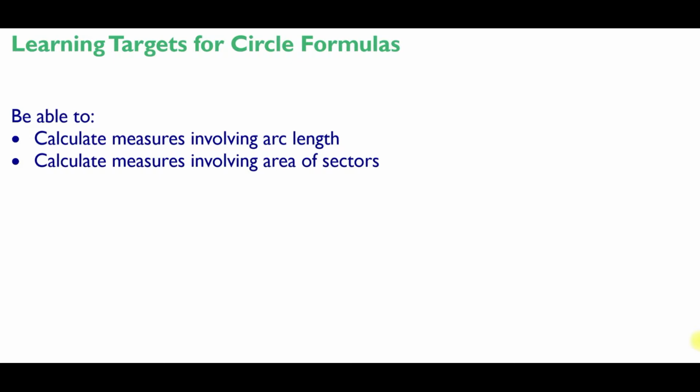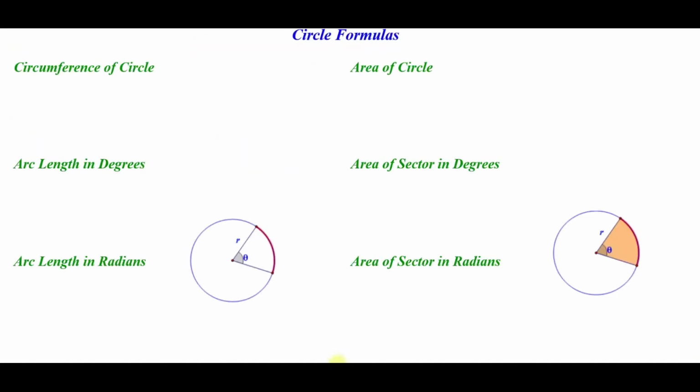In this video, we're going to talk about circle formulas, specifically arc length and area of a sector. So just a quick review from geometry. Circumference of a circle is circumference equals 2 pi r, or circumference equals pi times diameter. Remember that your diameter is twice your radius. The area of a circle formula: area is pi r squared. So you should know both of those formulas.